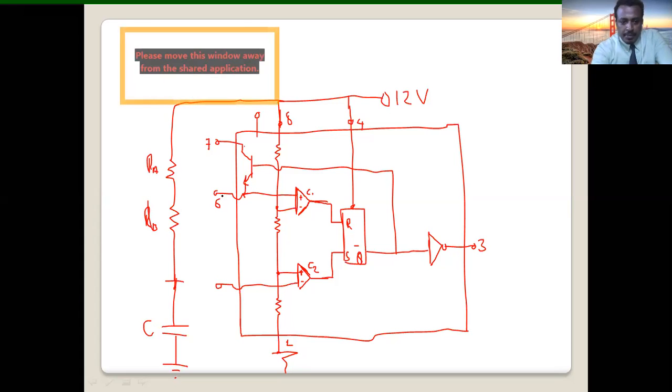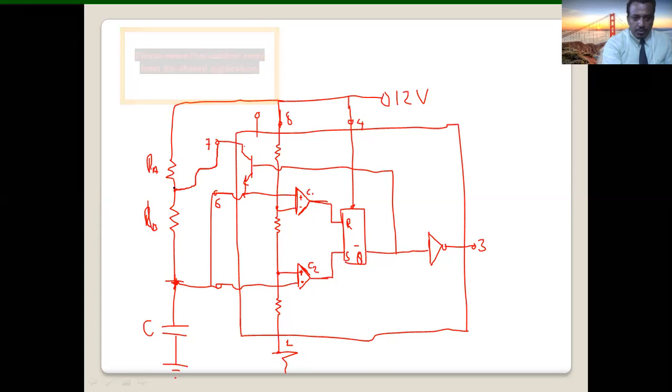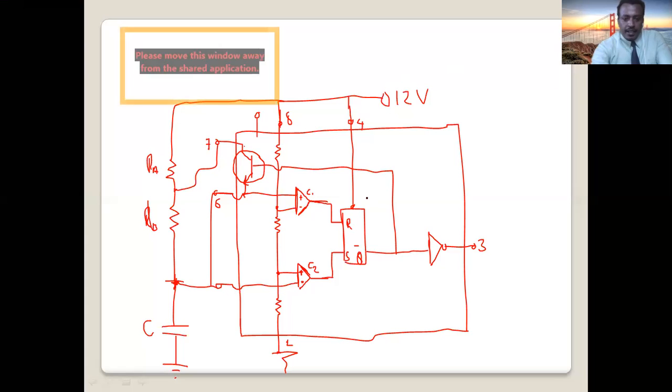Now, pin number 6, which is the positive terminal of the comparator 1, and the negative input of comparator C2 connected together to the capacitor VC. This is how it works. How about pin number 7? Pin number 7 comes here and connect between the two resistors. So this is called discharge transistor. All this inside.